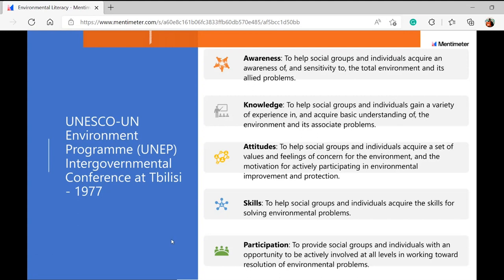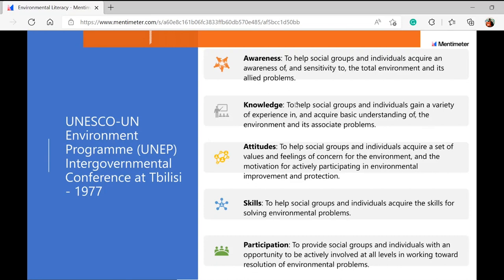So in terms of outcome, it's about raising awareness to help social groups and individuals gain awareness and sensitivity to the total environment and its allied problems. And most of it is about campaigns and telling people that climate is changing, which tells them that there is something happening. But then it differentiates from knowledge, which is to help social groups and individuals gain a variety of experiences and acquire basic understanding of the environment and associated problems.